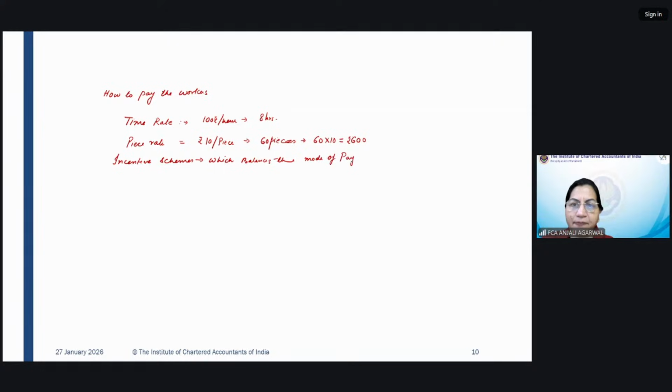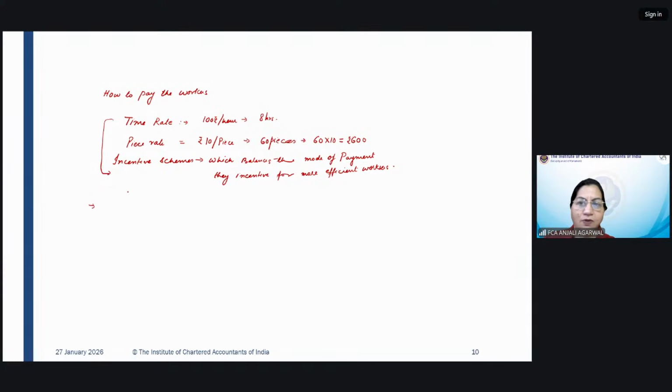So indirectly, they give an incentive for more efficient workers in some way. These incentive schemes can be based on time rate, they can be based on piece rate also. So these are the ways in which we will calculate how the workers should be paid.